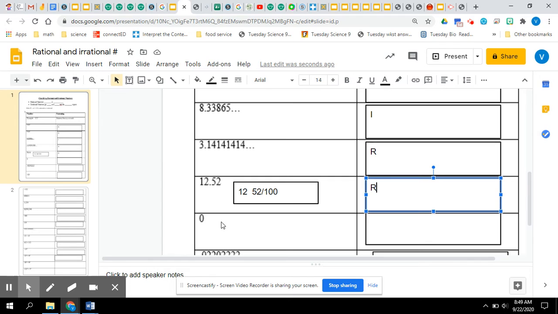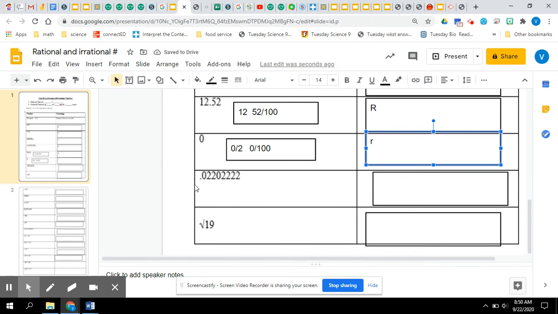Okay, now we've come across 0. 0 is a weird one. You might think it would be irrational because of the whole 0 thing. You can't have a rational number with 0 on the bottom, but you can have a rational number with 0 on the top. So you could have 0 over 2. That would be legal. You could have 0 over 100. That would also be legal. So 0 can, in fact, be a rational number.